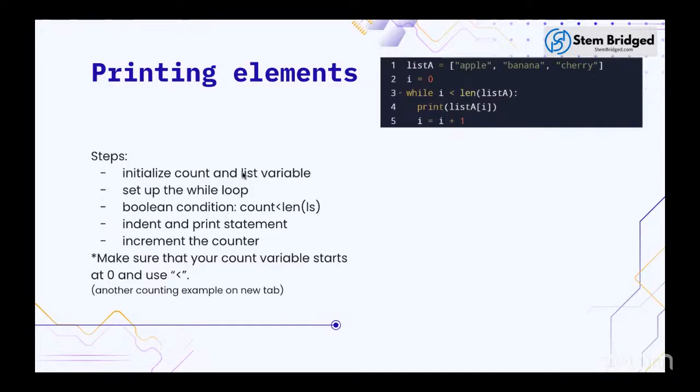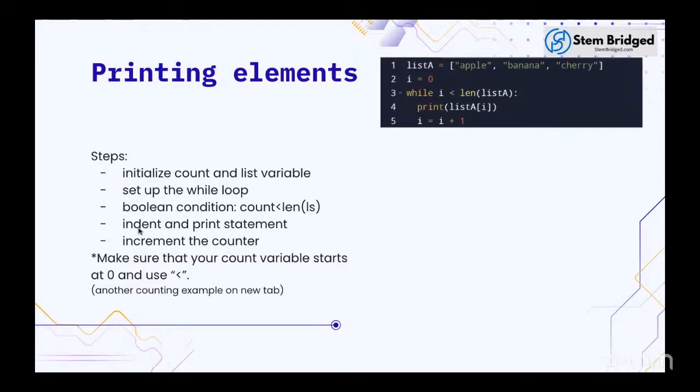So initialize a count and the list variable. This is the list and this is the count variable. We call it i for iteration. You can call it whatever you want though. You can call it count. Then you have a Boolean condition, which is seen on line 3, which says i is less than the length of the list, so that you don't go outside of the index of the list. Make sure this is less than the length of the list.